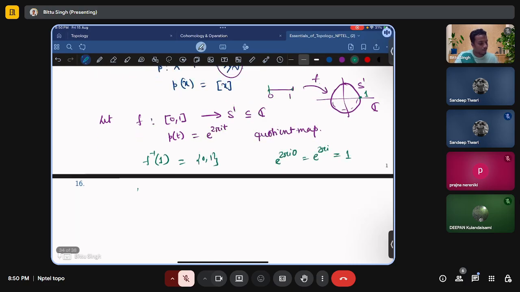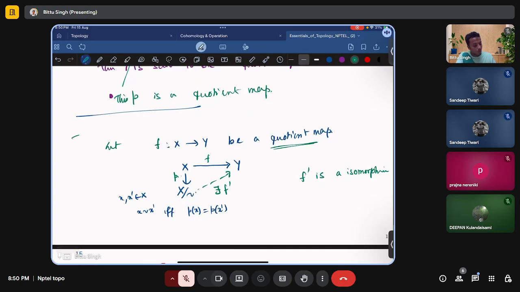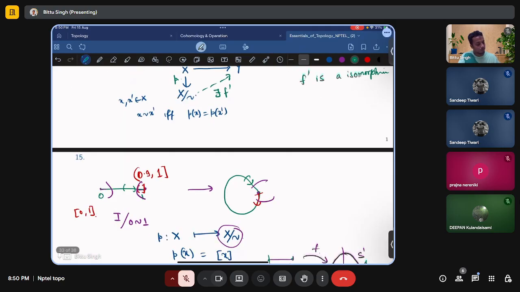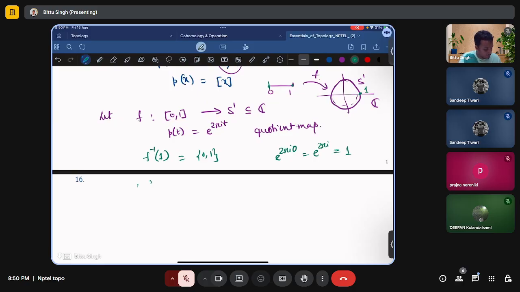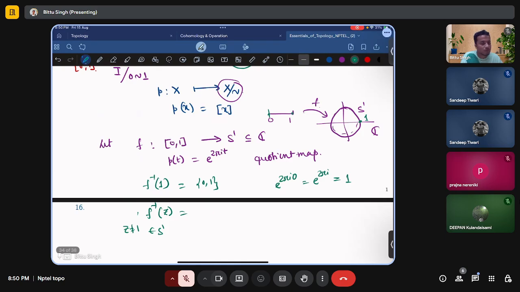So since this is a quotient map, then what this theorem says, if we take a quotient map, now let us also write, what about f inverse of z when z is not equal to 1 and z belongs to the circle S1? What will be there? For example, suppose z is taken from here, z equal to e to the power 2 pi i t, it will take this form, then what will be the preimage?